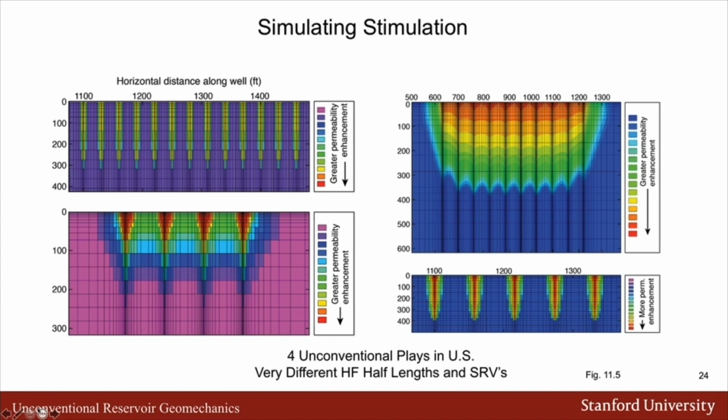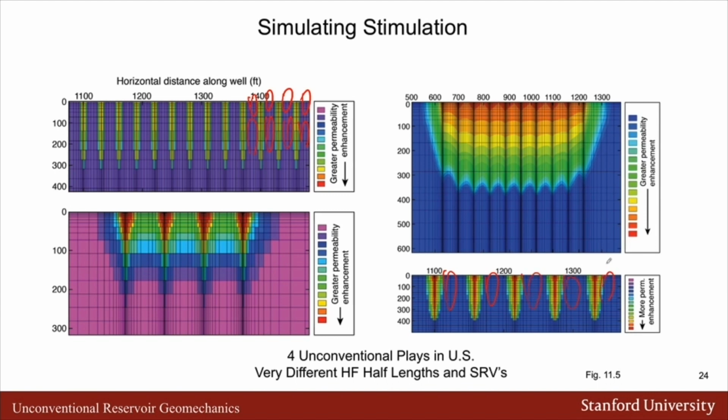But what you can see is very different examples of how optimal a particular case is. So if you look at the upper left, this zone of stimulated permeability is very narrow around the hydraulic fractures, and you're getting these big gaps between the hydraulic fractures in which nothing is being produced. So these wells are clearly too far apart for the stimulation method that was being used, and they were leaving lots of hydrocarbons behind. The same thing is true in this case here.